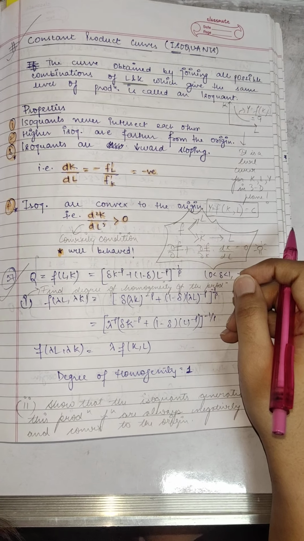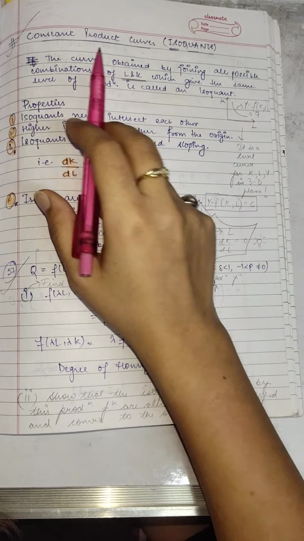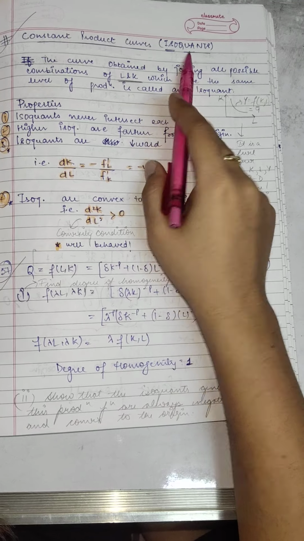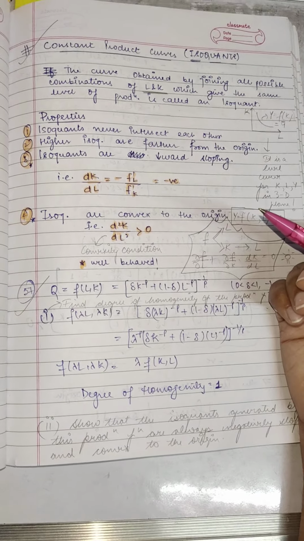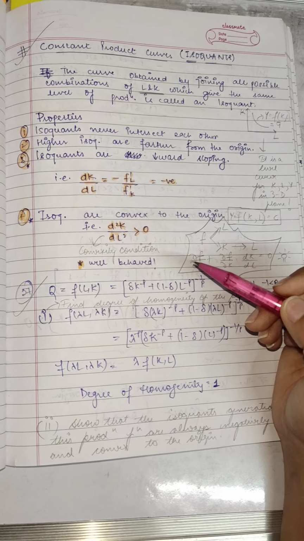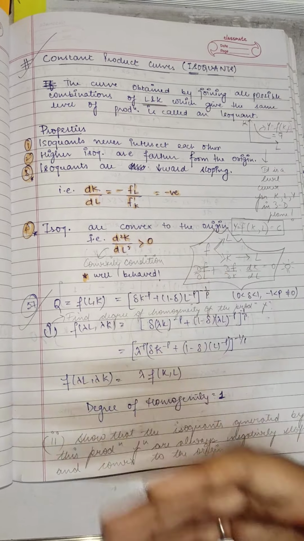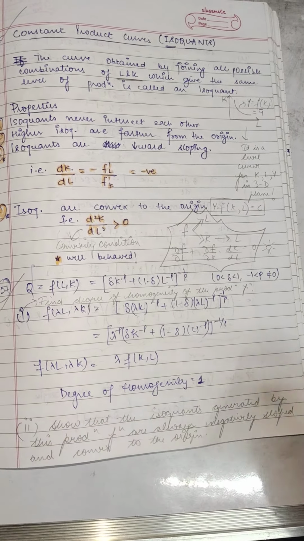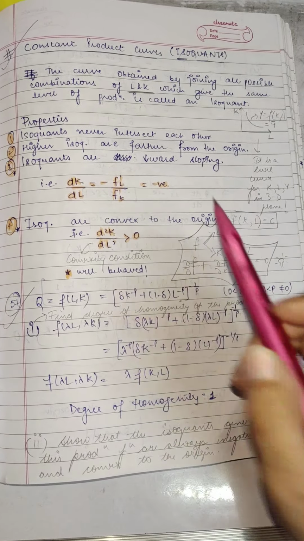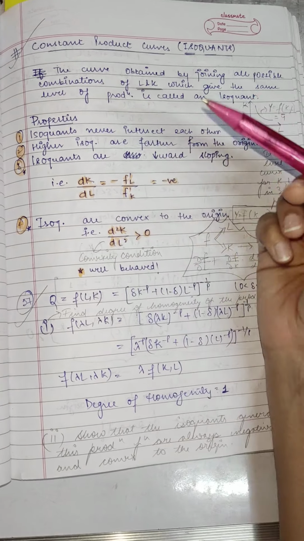So hi everyone, in this video lecture we're going to study constant product curves, that is isoquants, and then we'll also explore the marginal rate of technical substitution and the elasticity of MRTS as well. Elasticity of K by L, basically. So let's see, what is an isoquant?